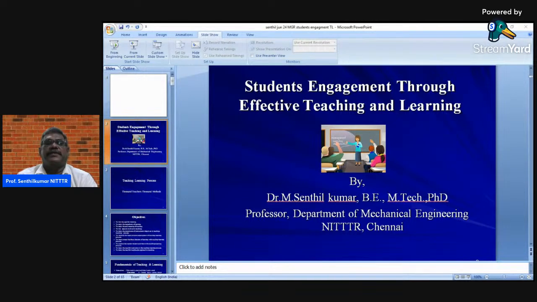Now we come to the point of teaching approach. Based on the different teaching approaches, we have to engage a student. What are the different teaching approaches? The first one is teacher-centered. The second one is learner-centered. The third one we have to see one by one.